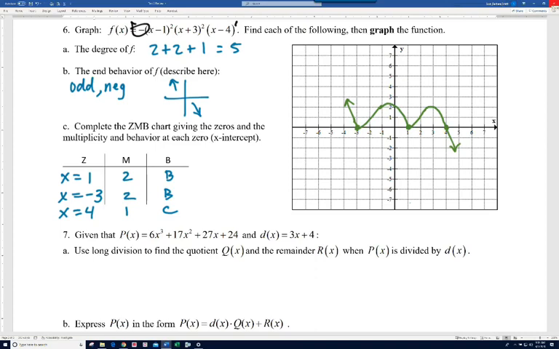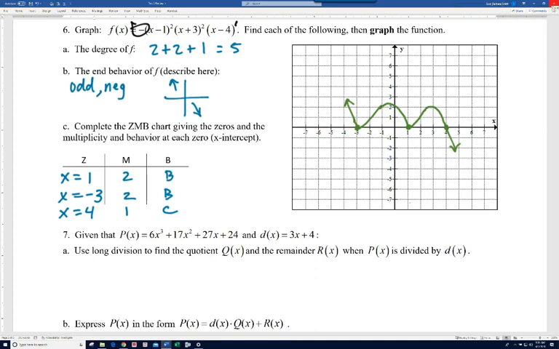Given the polynomial p of x equals 6x cubed plus 7x squared plus 27x plus 24, and d of x equals 3x plus 4, use long division to find the quotient q of x and the remainder r of x when p of x is divided by d of x. Well, this is just polynomial division.